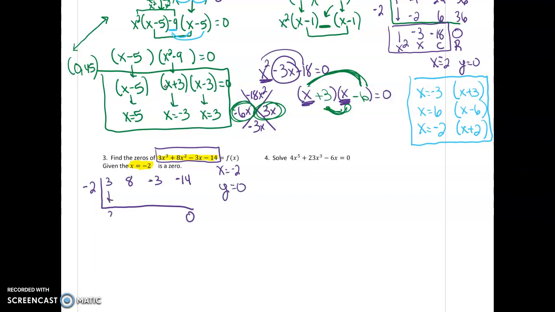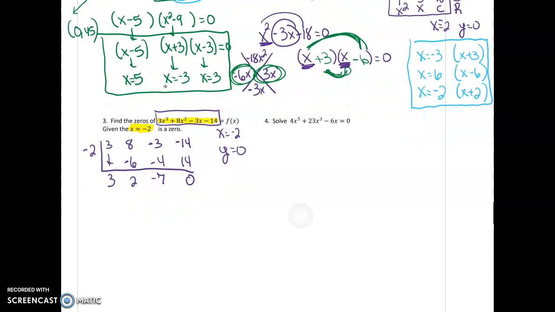So let's start by bringing down the 3. I'm just going to start multiplying. I'm going to add up. 3 times the -2 is -6. Add my next column for 2. 2 with the -2 is -4. Add my next column for -7. -7 with the -2 is 14. And sure enough, I do get 0. All right, remember, this is my remainder, this is the constant, this is x squared.